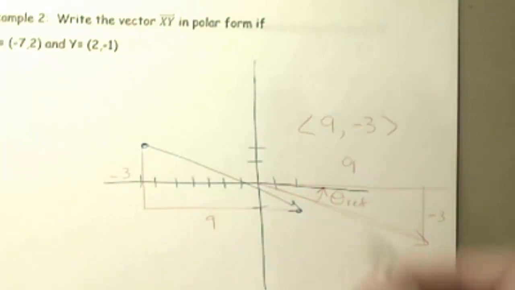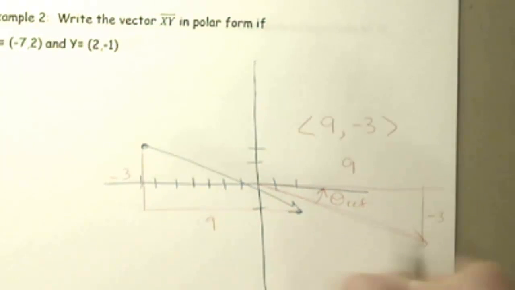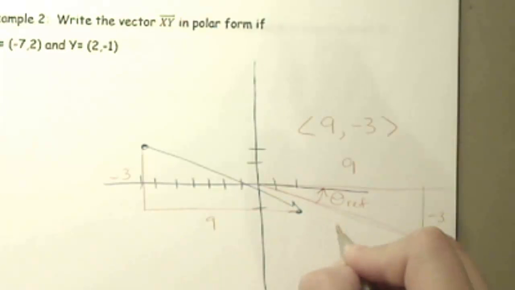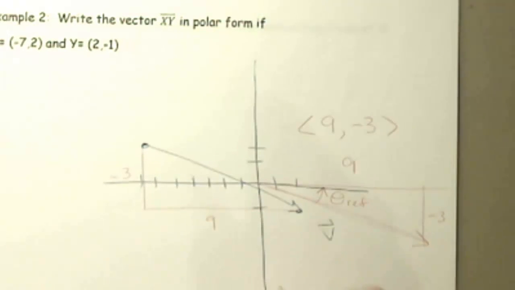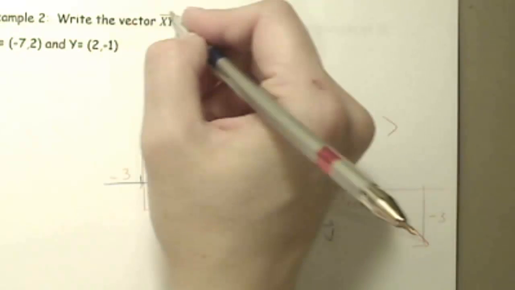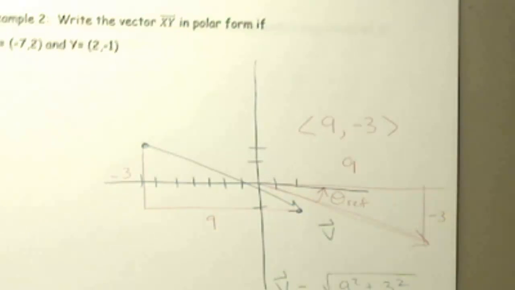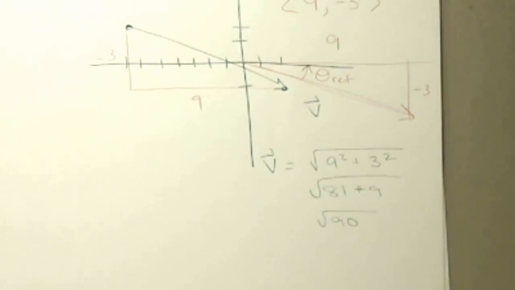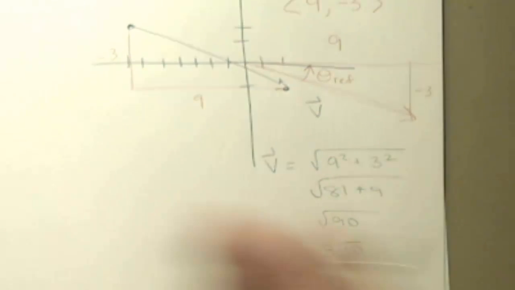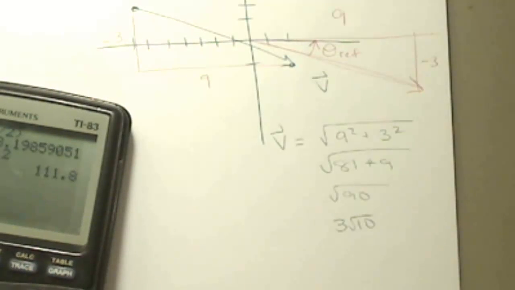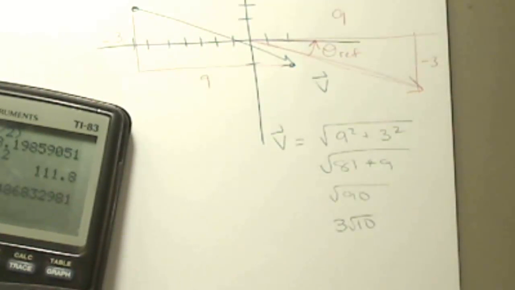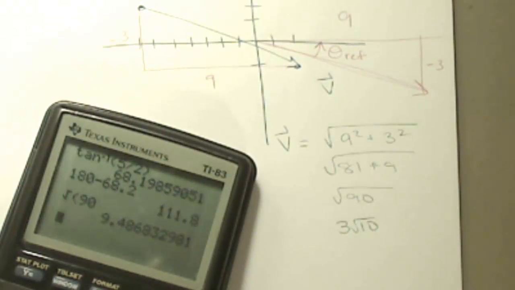All right, so to get the magnitude of the vector, I'll do a little Pythagorean theorem. I'll just call this vector v. So vector v, which is going to be the same as vector xy, is the square root of 9 squared plus 3 squared, the square root of 81 plus 9, so it's the square root of 90. We could get the simplest radical form of that. 90 is 9 times 10, so that would be 3 roots of 10, or some decimal approximation of about 9.5 when I find the square root of 90 on the calculator.